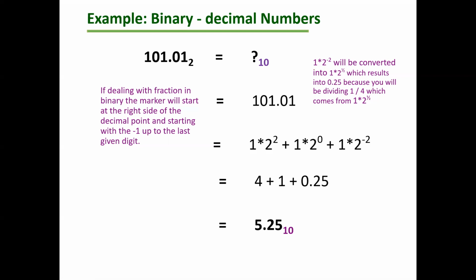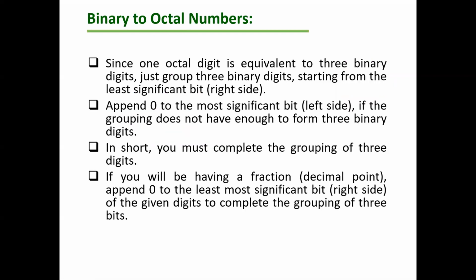Okay, next is binary to octal numbers. Since one octal digit is equivalent to 3 binary digits, just group 3 binary digits starting from the least significant bit or the right side. Append 0 to the most significant bit or the left side if the grouping does not have enough to form 3 binary digits. In short, you must complete the groupings of 3 digits. If you have a fraction or decimal point, append 0 to the least significant bit or the right side of the given digits to complete the grouping of 3 bits.